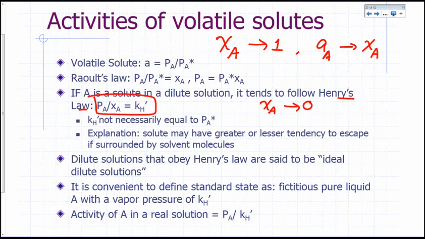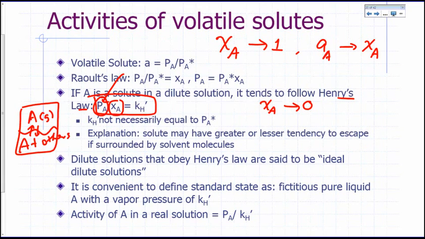So P sub A over X sub A, the partial pressure of A. If you have a dilute solution of A plus a lot of other stuff there, in equilibrium with gaseous A, the mole fraction of A in the liquid is directly proportional to its vapor pressure. Another way of saying it is the concentration of A, or the solubility of A in the mixture, is directly proportional to the vapor pressure of A above the mixture.